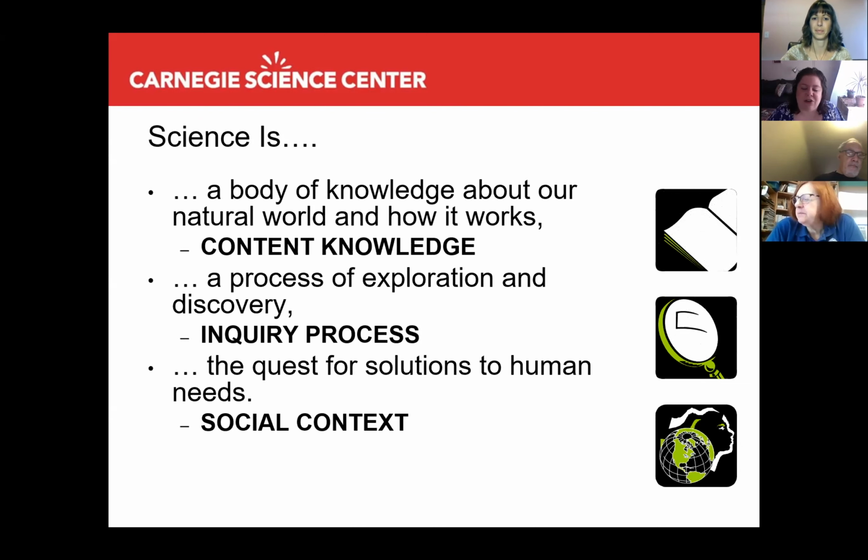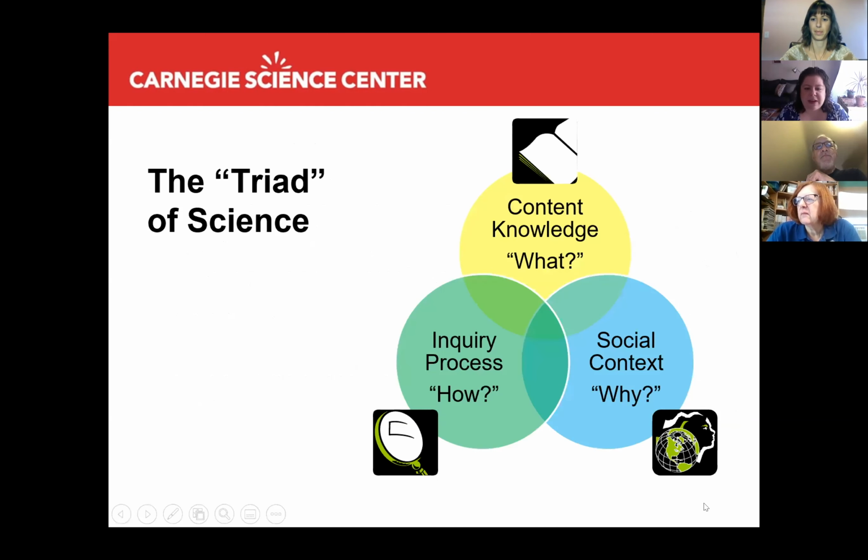So why even do science? That social context is important too. Whenever any scientist is thinking about what sorts of things to investigate, it really encompasses all three of these things. And so what students should think about is what we call the triad of science.